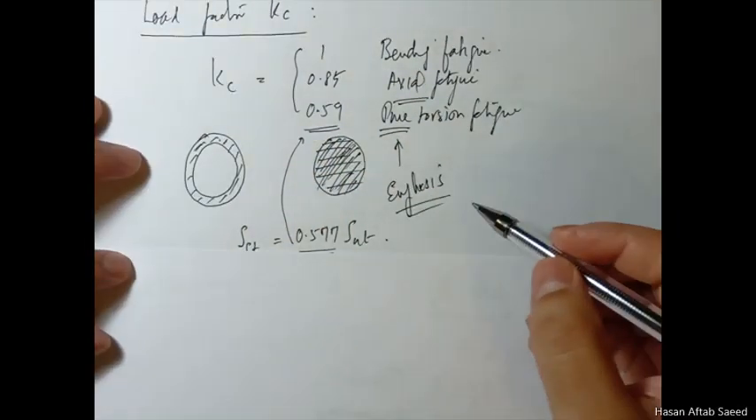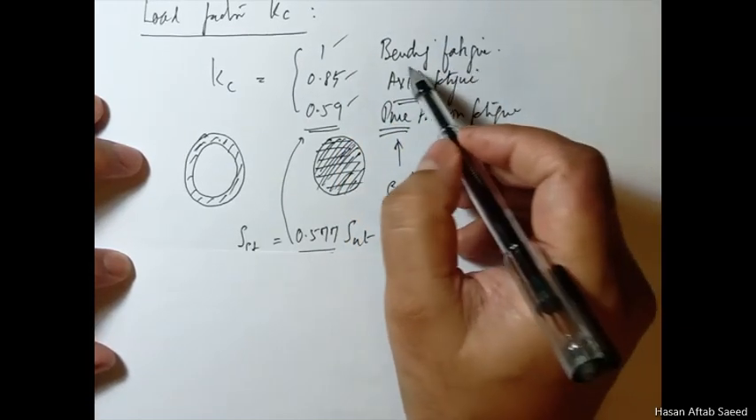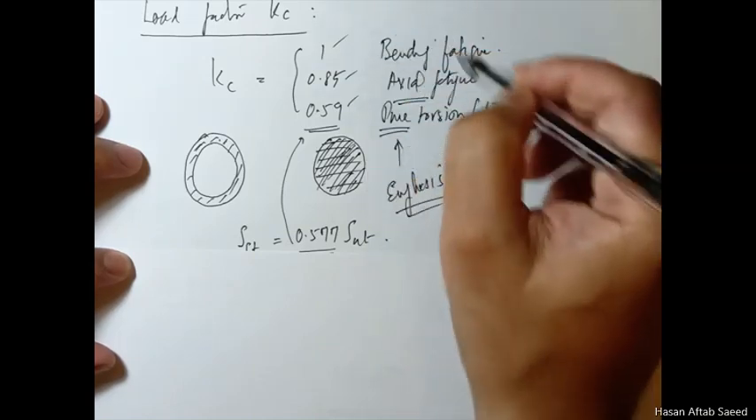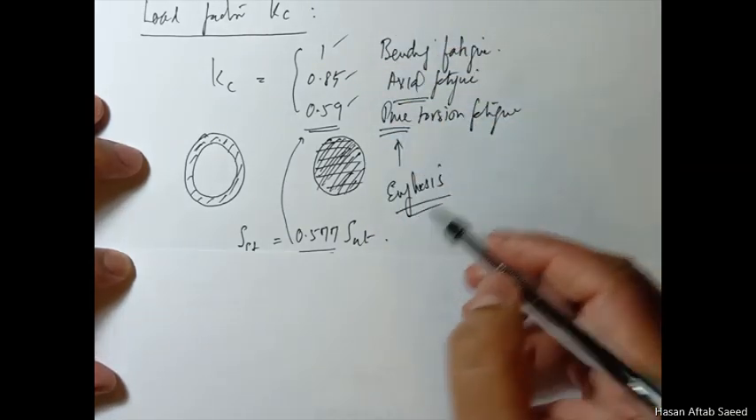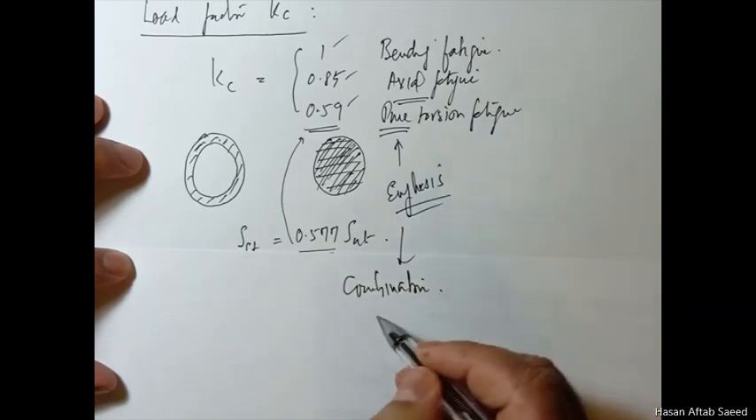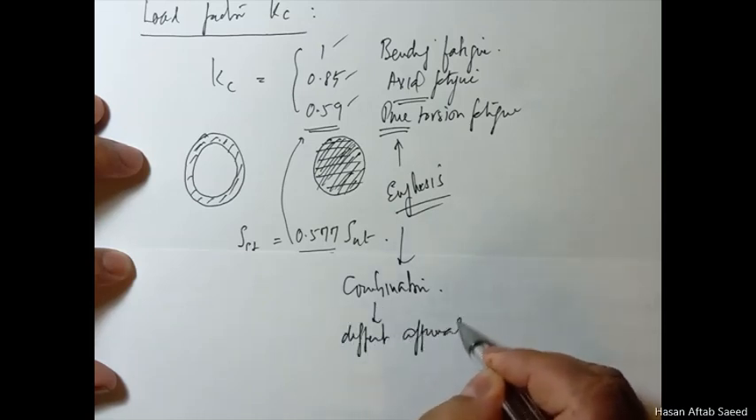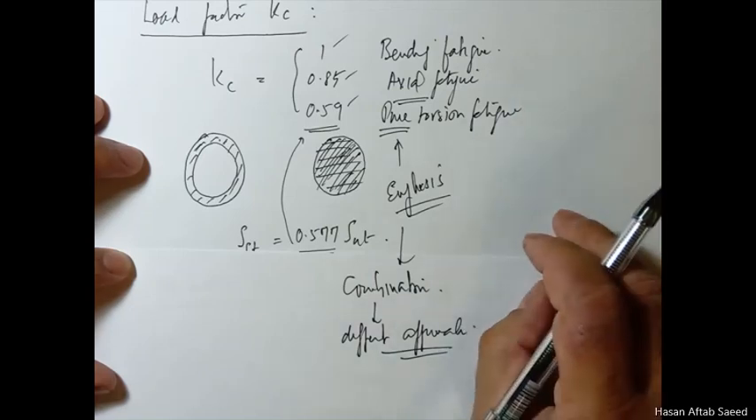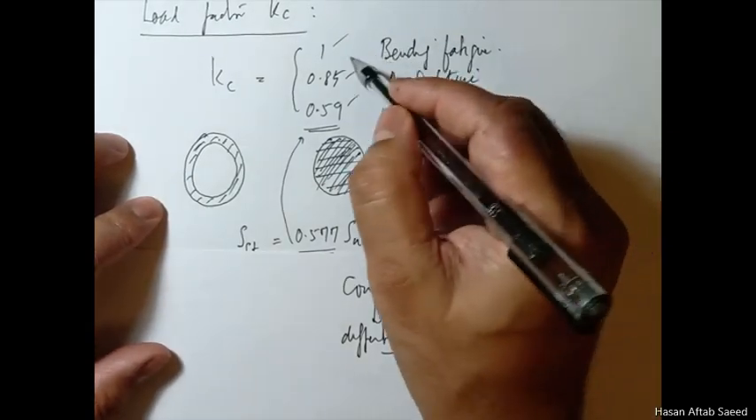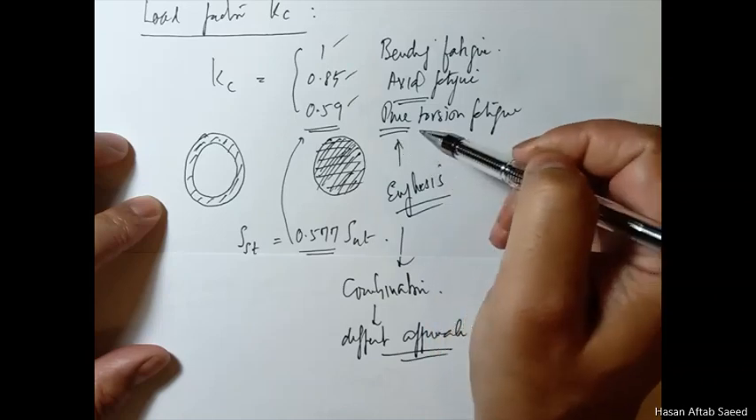An important point to note here is that these factors are only for pure bending, pure axial, or pure torsion fatigue. If these loadings happen in combination, then there is a completely different approach to be taken, and that will be discussed later in another section. Here we are just talking about individual cases of bending, axial, and pure torsion.